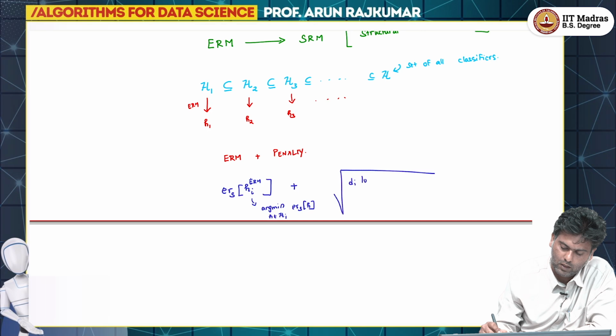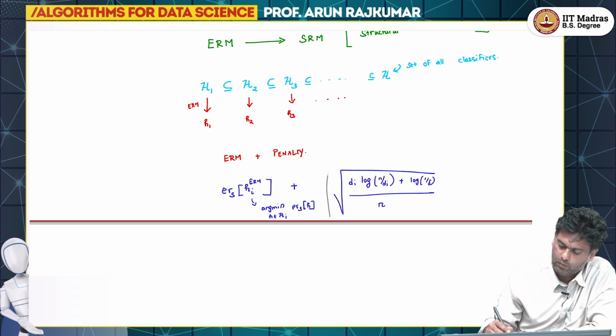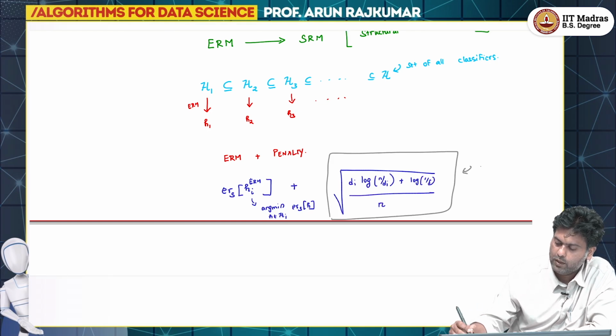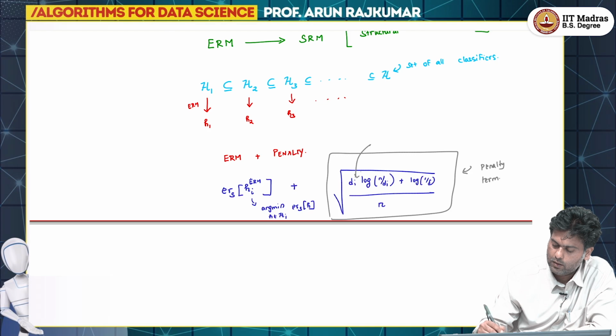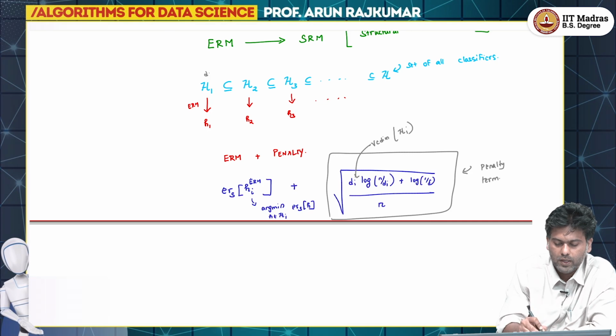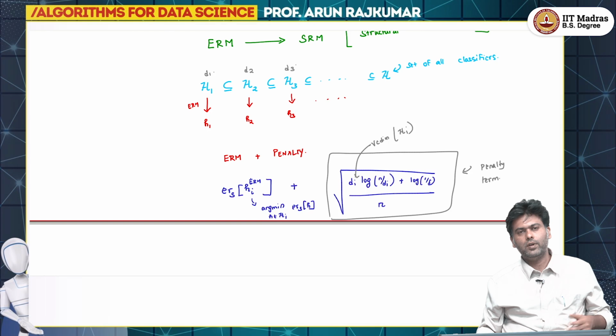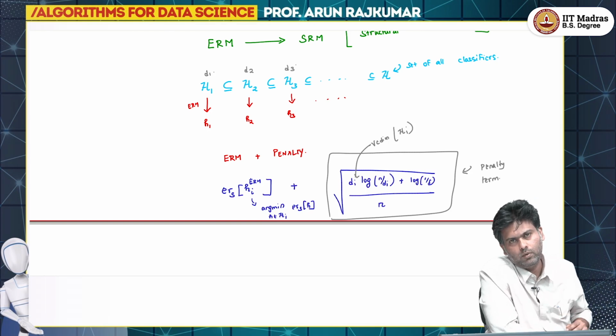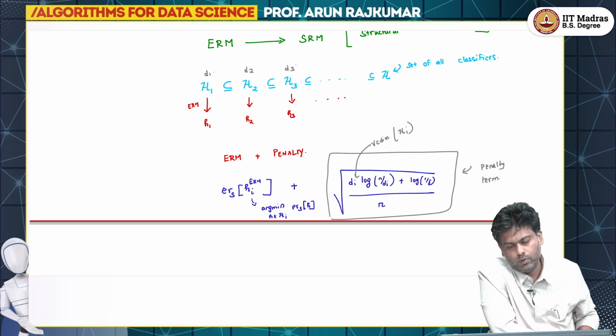So, this looks like d_i log n over d_i plus log 1 over delta by n. We are not going to really prove this, but this is basically the penalty term, where d_i is just the VC dimension of H_i. So basically you have an increasingly nested set of classes whose VC dimension is also going to keep increasing, because the more the classifiers, the more the chance that player 1 will win.